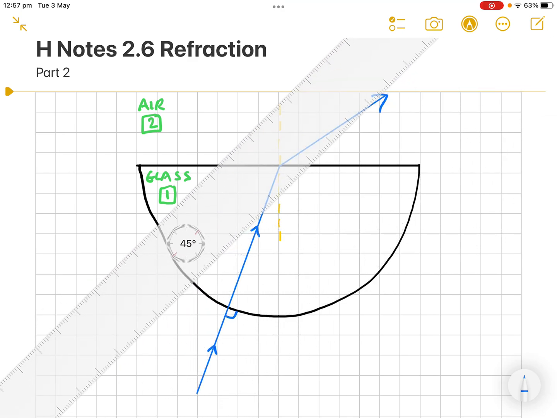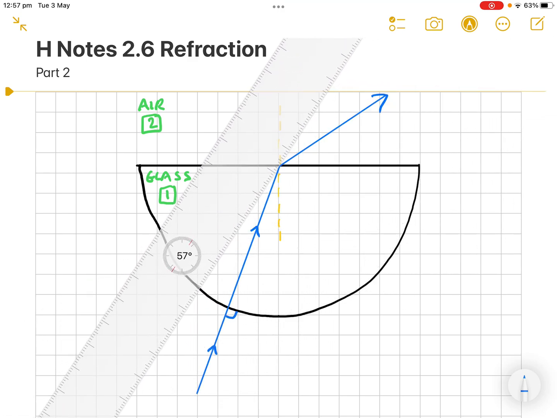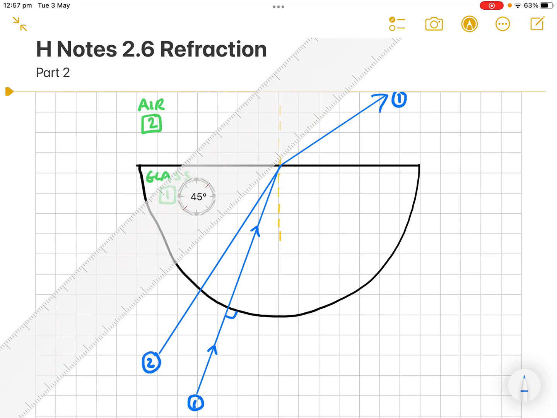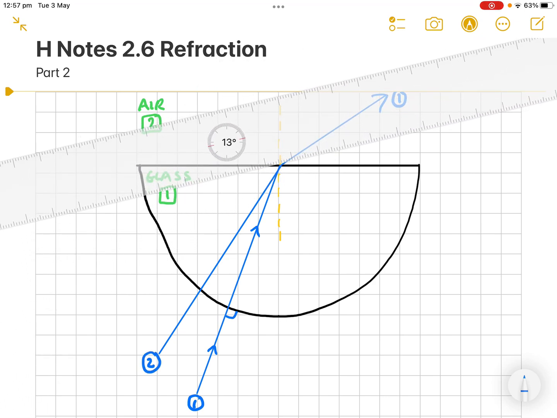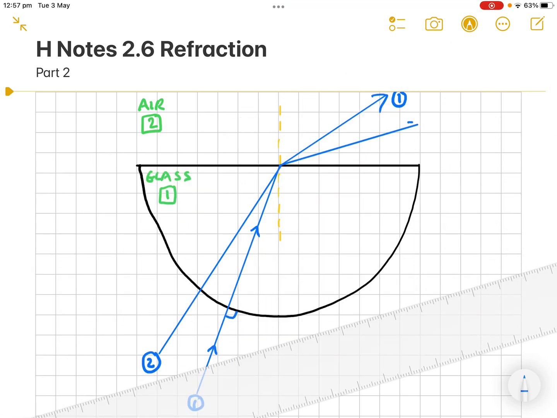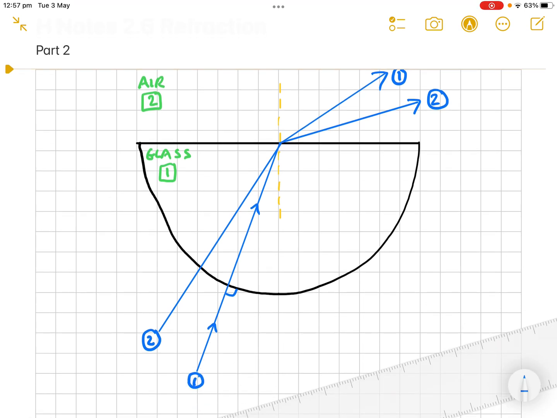Now let's imagine we send in a second ray. Same light, but just coming in at a bigger angle of incidence. So we've called that ray number 1, and there's where ray number 1 goes. Call this ray number 2. Where does ray number 2 go? Well, it's going to be refracted even further away from the normal than the previous one. Perhaps something like that. So there's ray number 2 coming out.